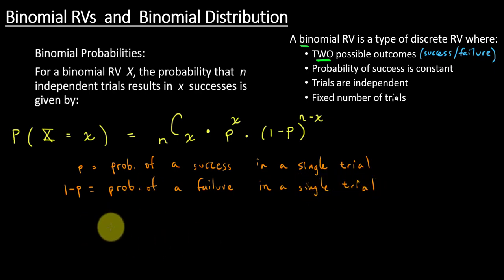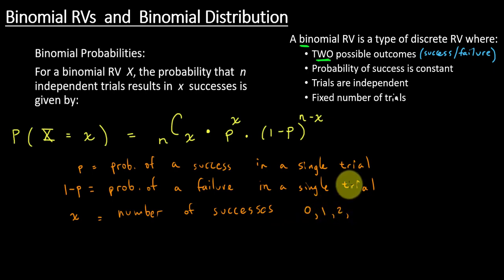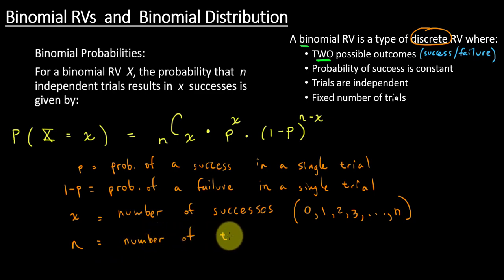What other letters do we have? X is the number of successes. X can take on values such as 0, 1, 2. These are whole numbers because we're in a discrete world. 3, however many successes, but you could not have more than n successes. Let's see, n, therefore, is the number of trials. Another perspective of sample size, essentially.